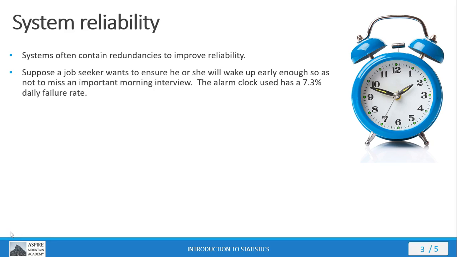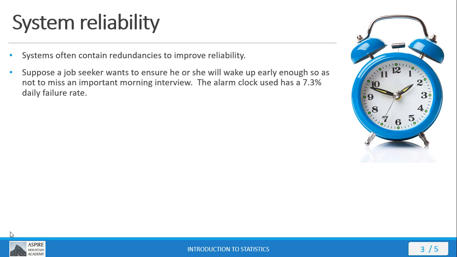Let's look at another example involving reliability. So oftentimes, engineers will design systems with redundancies in order to improve reliability. And reliability is just the probability that your part or subsystem is going to function, according to design, within a given space of time. So in other words, it's just going to do what it's supposed to do.